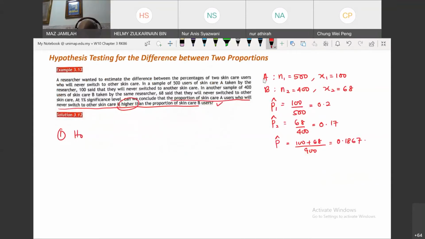Using the last sentence here, we know that P1 minus P2 is greater than, so higher than P2. So this becomes P1 minus P2 is greater than 0. That's why we have equal to 0 here for the null. The alternative is P1 minus P2 greater than 0, which is the claim of your study.